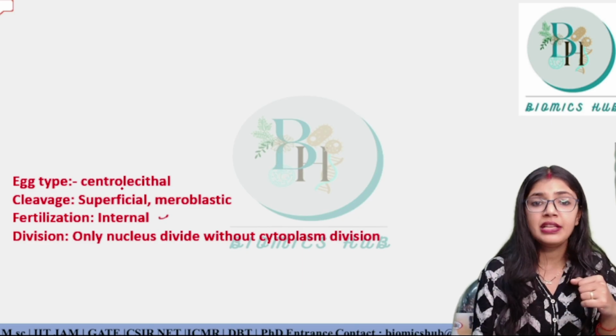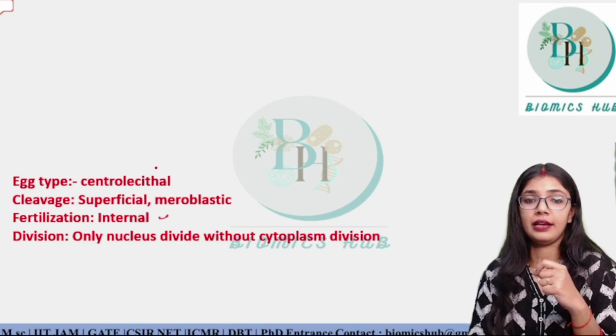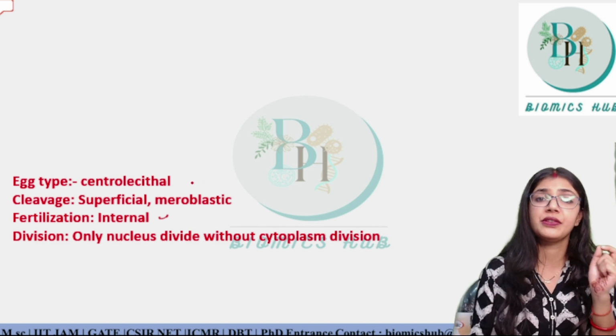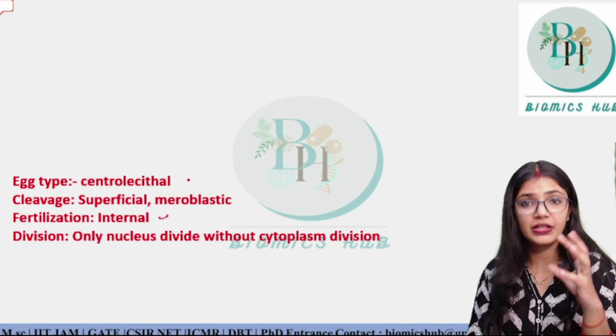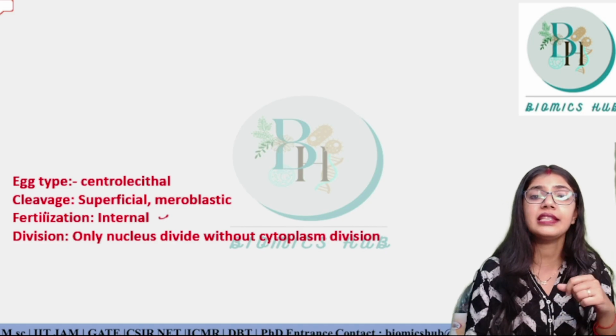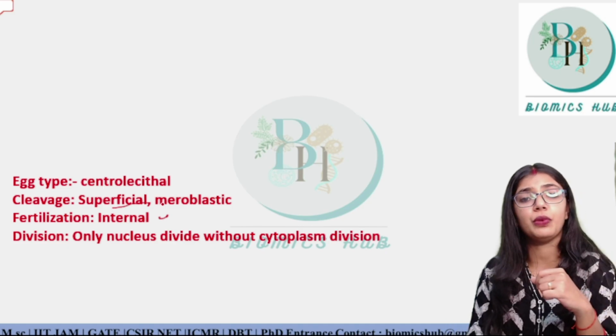Next is the egg type. It is a centrolecithal egg. That means the yolk present in the egg is in the center. Next is cleavage. Cleavage is superficial and meroblastic.